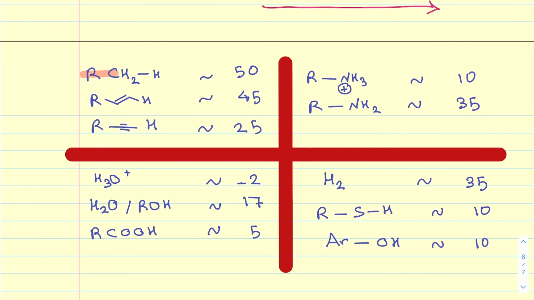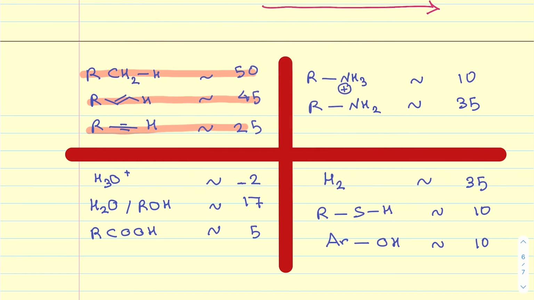An alkane is going to have a pKa of around 50. That's probably the most unacidic thing you're going to be dealing with. Alkene, a little more acidic, at a pKa of around 40-45, so 45 is a good value to remember. And a terminal alkyne is going to have a pKa of 25, so that's the most acidic of them all.